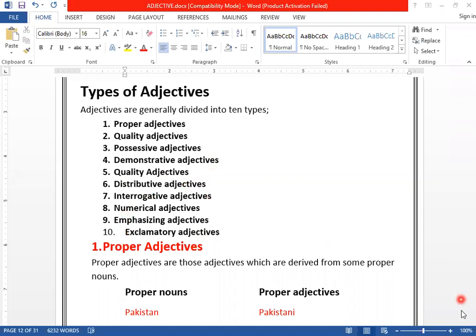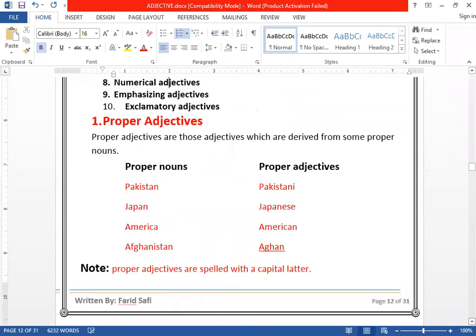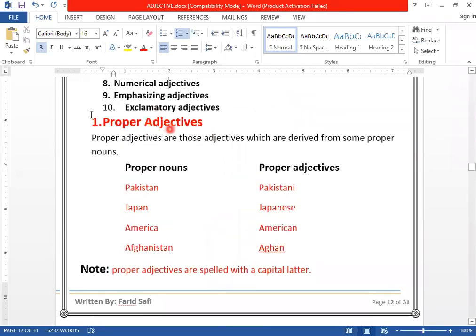So let's move towards the first type of adjective. That is called what? Proper adjective. What is a proper adjective? Proper adjectives are those adjectives that are derived from proper nouns. For example, we have Pakistan. Pakistan is a noun. Which noun is it? It's a proper noun. We have derived a proper adjective from it, and that is called what? Pakistani. Clear? So Pakistan is a proper noun, and Pakistani is what we call a proper adjective.